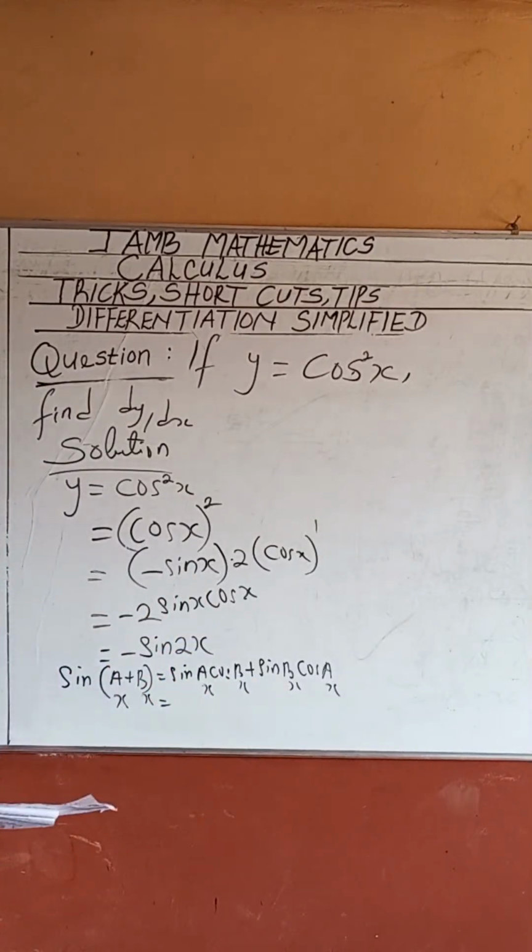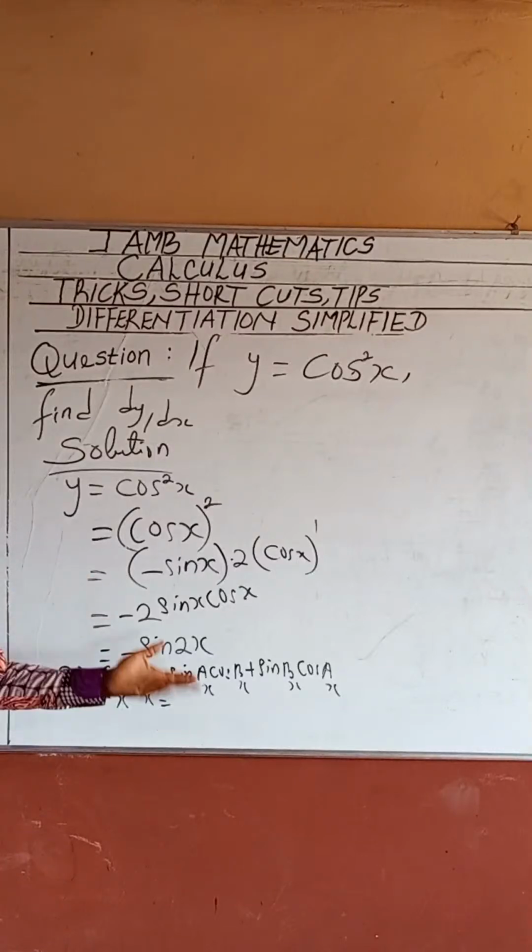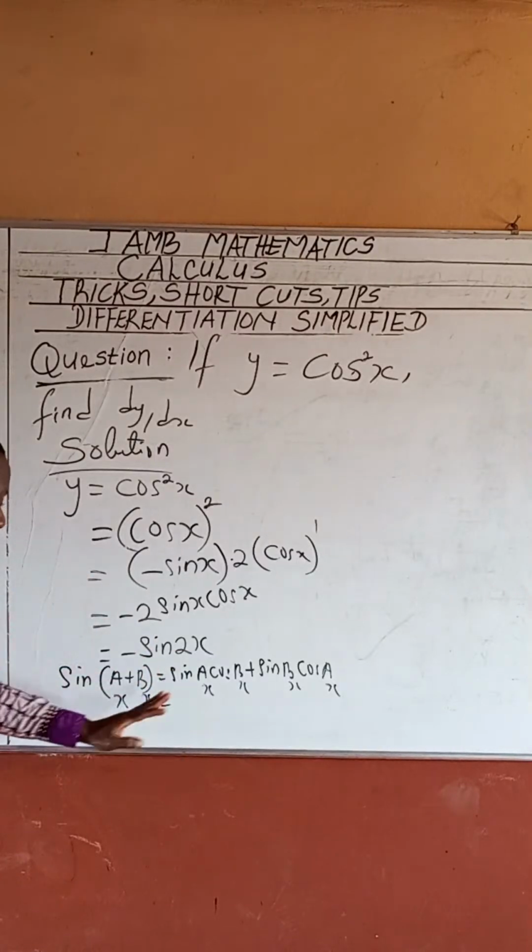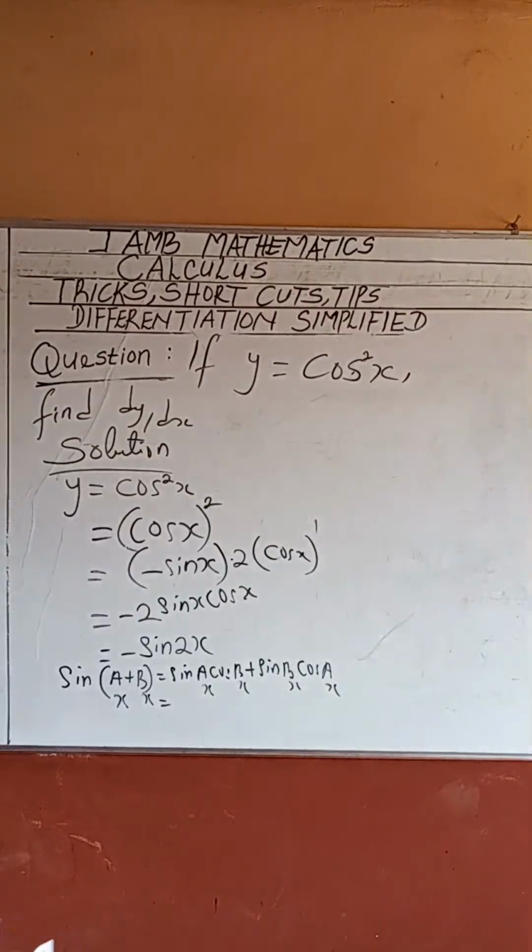It's called double angles. We have double angles, we have multiple angles, but this is double angles, all right? So I hope it is well clear. This was how we got this.